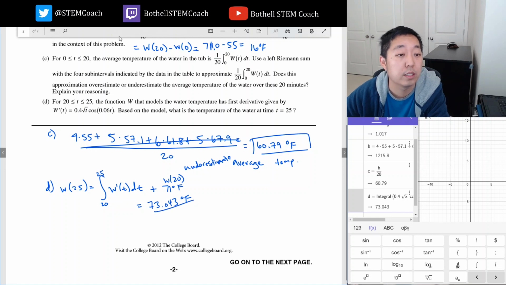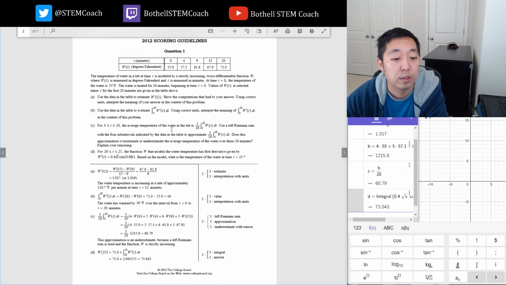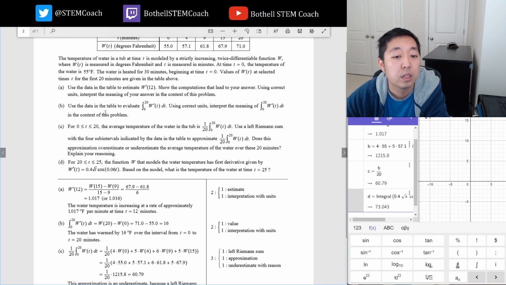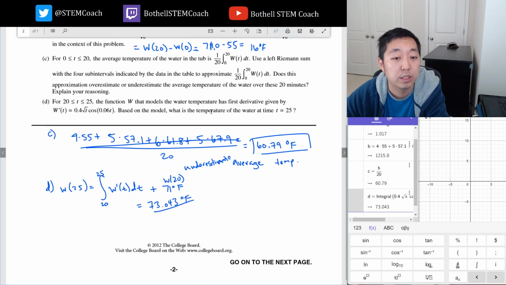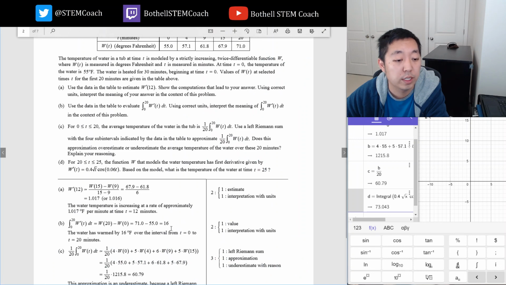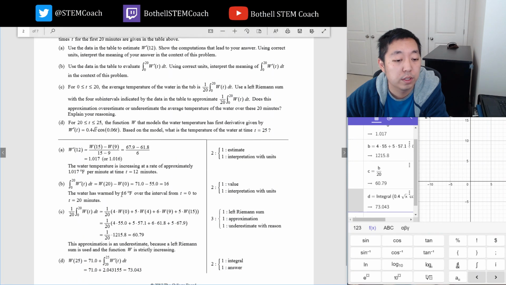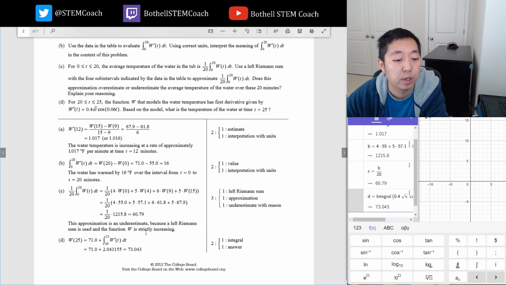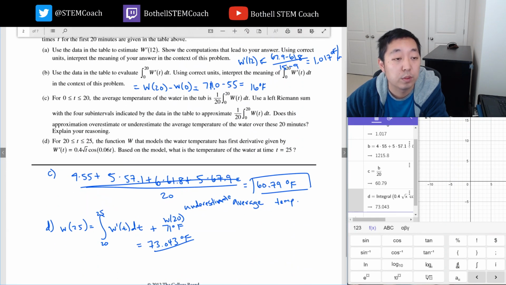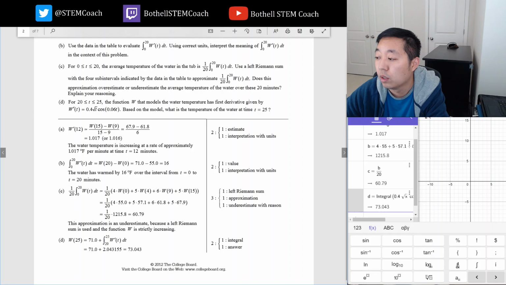Okay, so let's look at the solutions, which will tell us the answers anyway. The first answer is 1.017 or 1.016, and that is what I got there. The water has warmed 16 degrees. That's right. 60.79, and the approximation is an underestimate because the left number is used and the function is strictly increasing. And then 73.043. So hope you guys found that helpful.